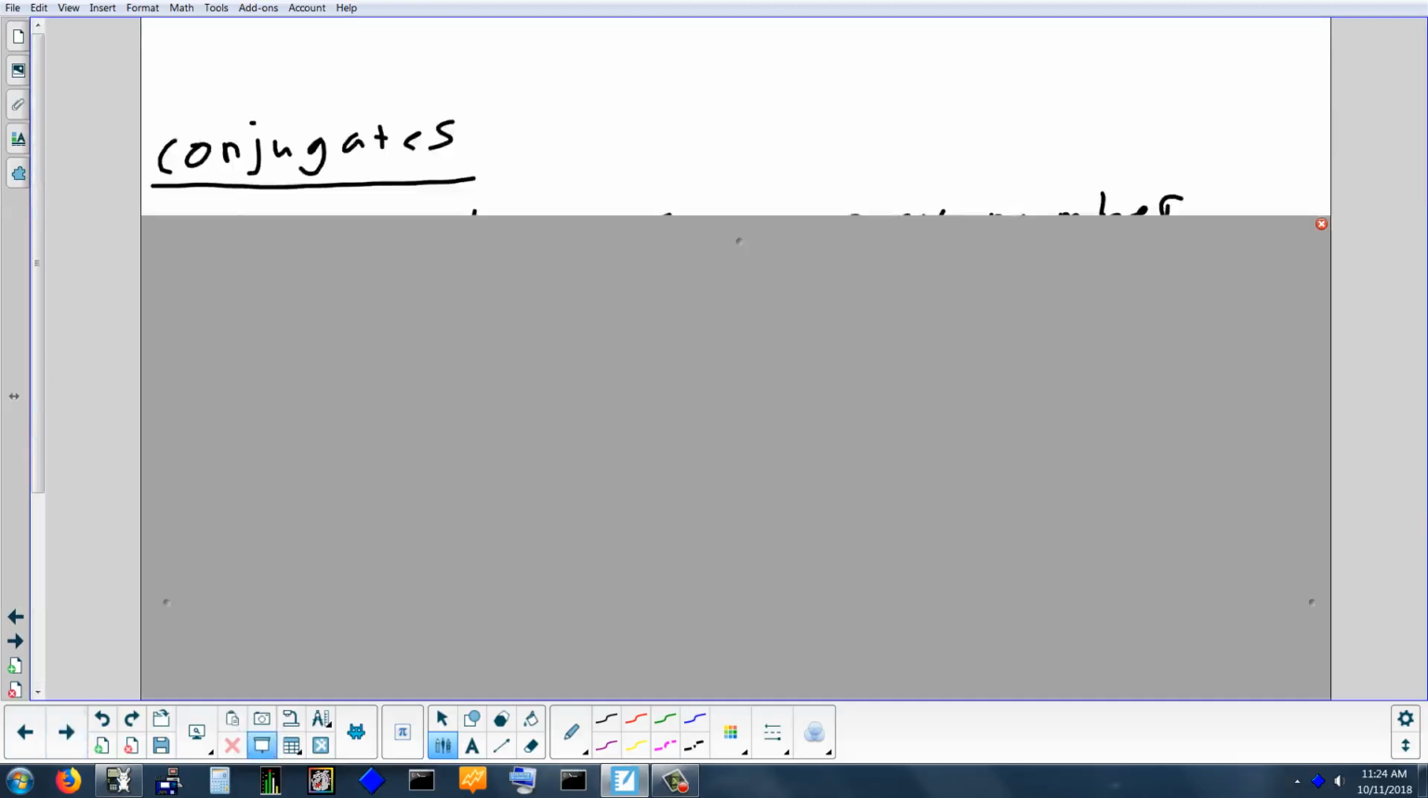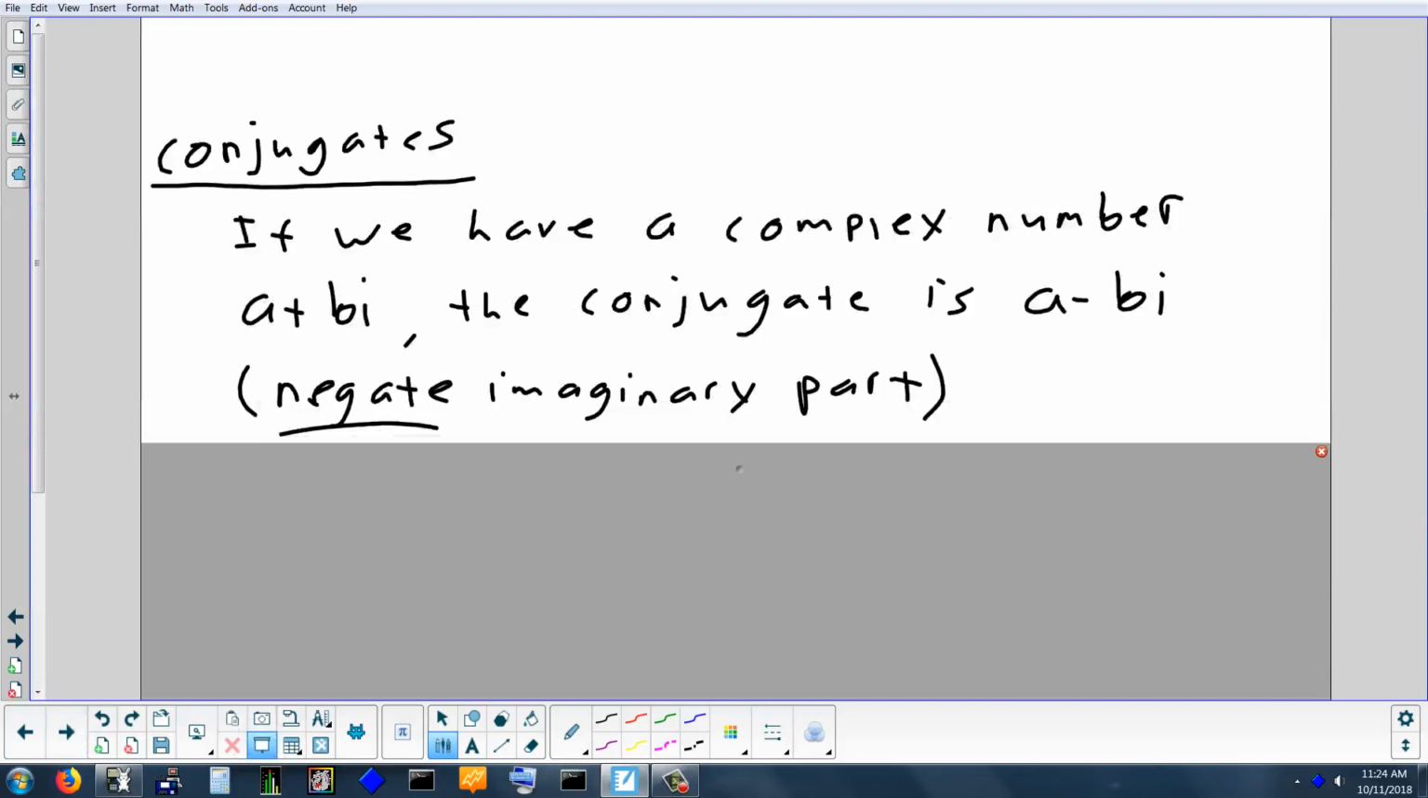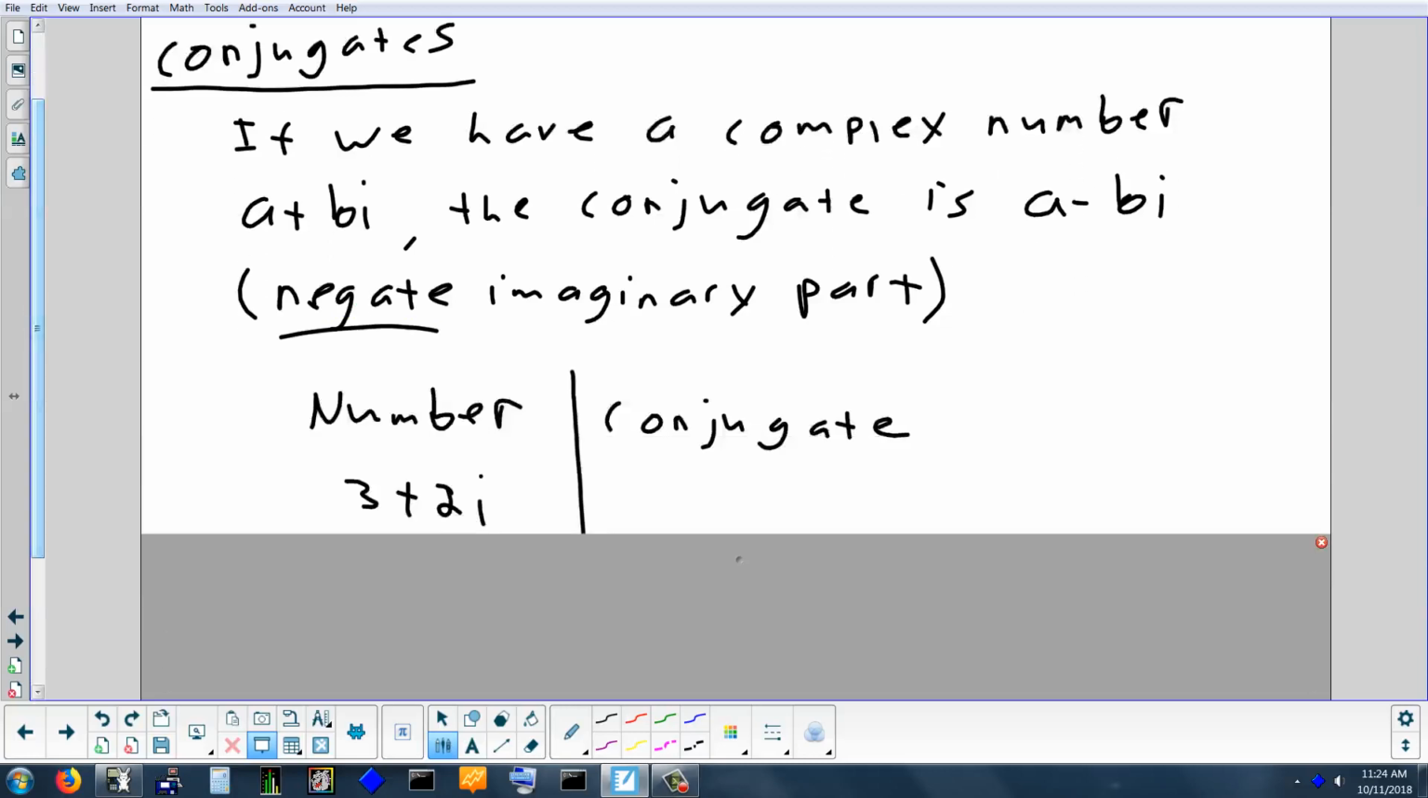So in order to divide, we have to know what a conjugate is. The idea of a conjugate is you just change the sign of the imaginary part. So if you had a number a plus bi, the conjugate is a minus bi. You don't do anything to the real part. Just change the sign of the imaginary part. So if I had 3 plus 2i, can someone tell me what the conjugate would be? 3 minus 2i.